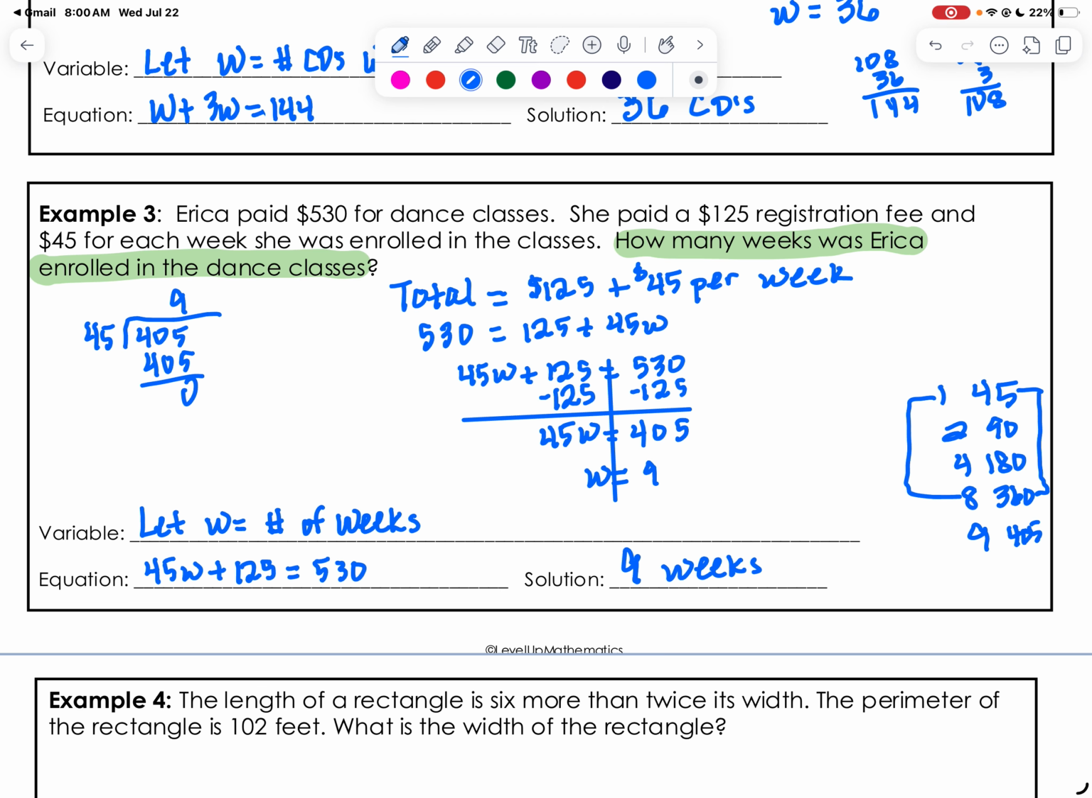All right, now we can check that by saying 125 plus 45 times 9. So 125 plus, we know 45 times 9 is 405. And if I add those together, what would that be? 530. And that's exactly what she spent. So we know our answer checks out.